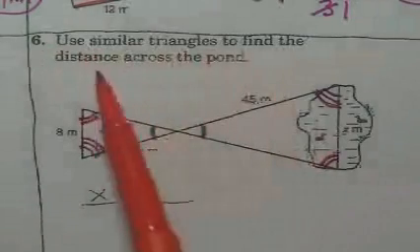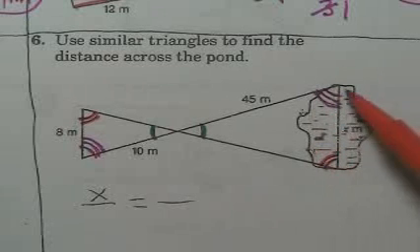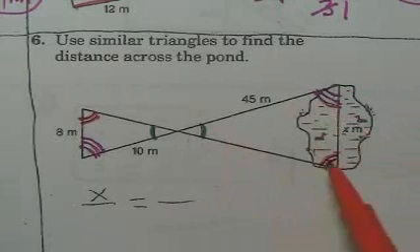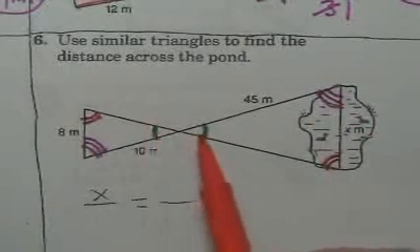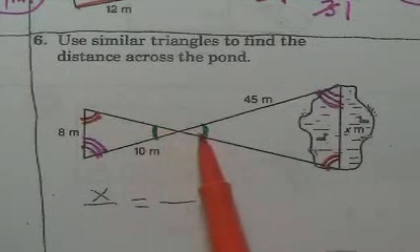Okay, use similar triangles to find the distance across the pond. Here's the pond. And how far is this distance right here? So we have two triangles. Notice the angles right here. See these right here, the ones with the one arc? Those two angles are the same.